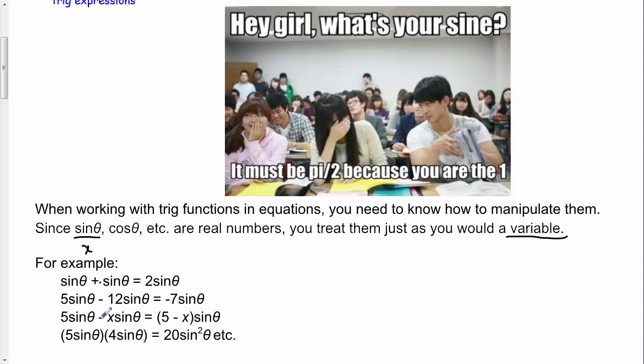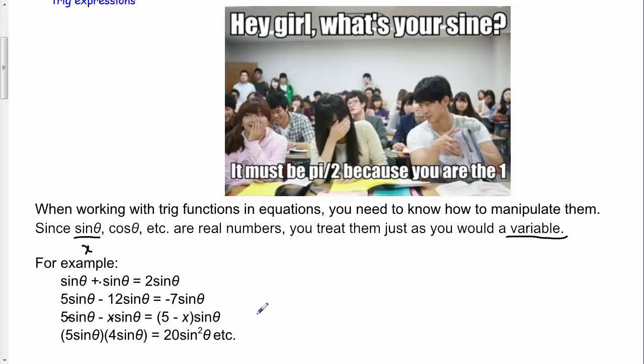Now here's one where we've got 5 sine theta minus x sine theta. Well, the 5 and the x are different, but the sine theta is the same. It's a common factor. There's a multiply here, and so we can factor the sine theta out and get 5 minus x, times sine theta. Here's another thing to know. When we multiply two expressions that involve the same trig function with the same argument, we get 5 times 4 is 20, and sine theta times sine theta is just sine squared theta.